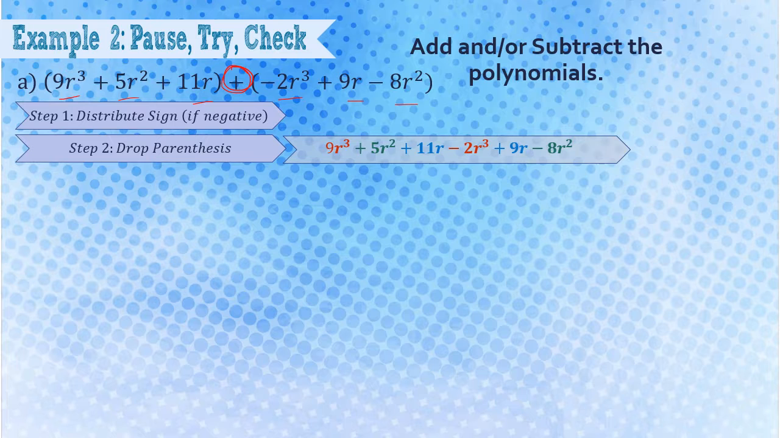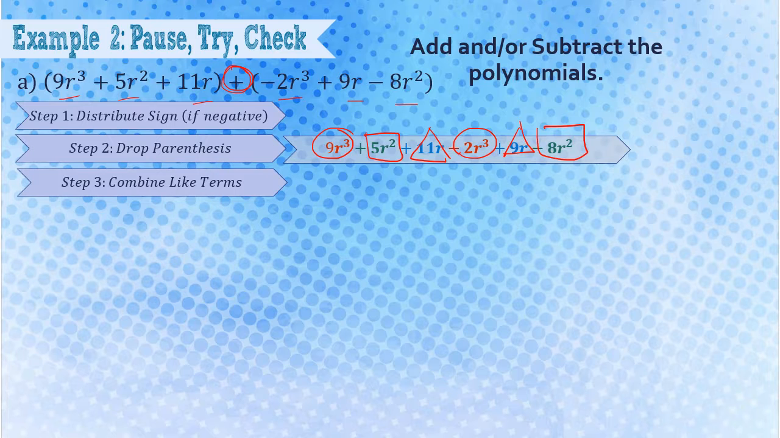If you're someone who likes to color code or highlight, I highly recommend it. Another thing that I would do, if I don't have any colored pencils or highlighters with me, is I just use different shapes. So my r to the 3rds, I might circle, and then I might box my r to the 2nds, and then I might use a triangle around just my single r's. And that kind of helps identify them as well, for those of you who are a little bit more visual.